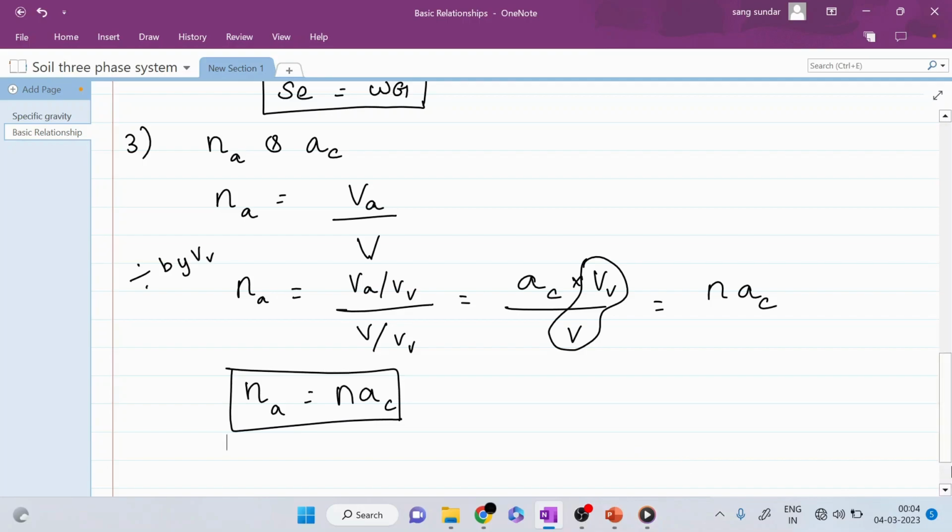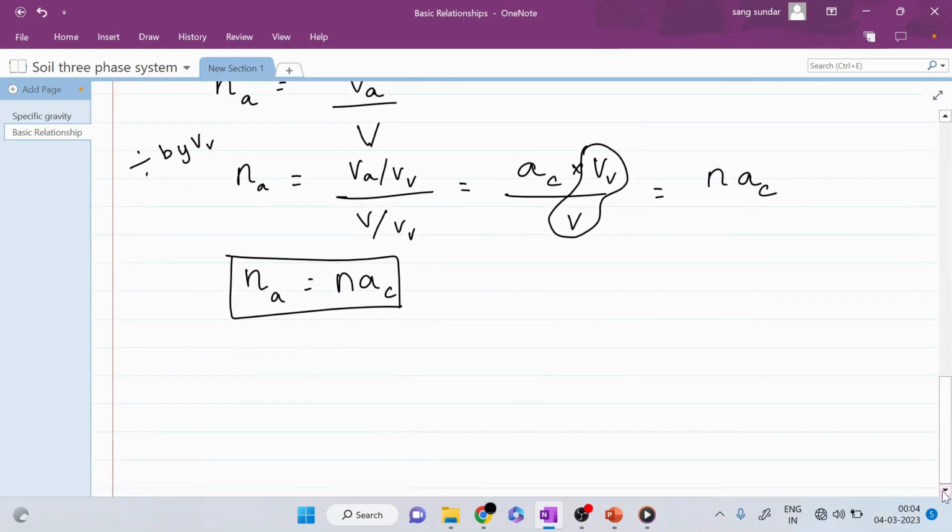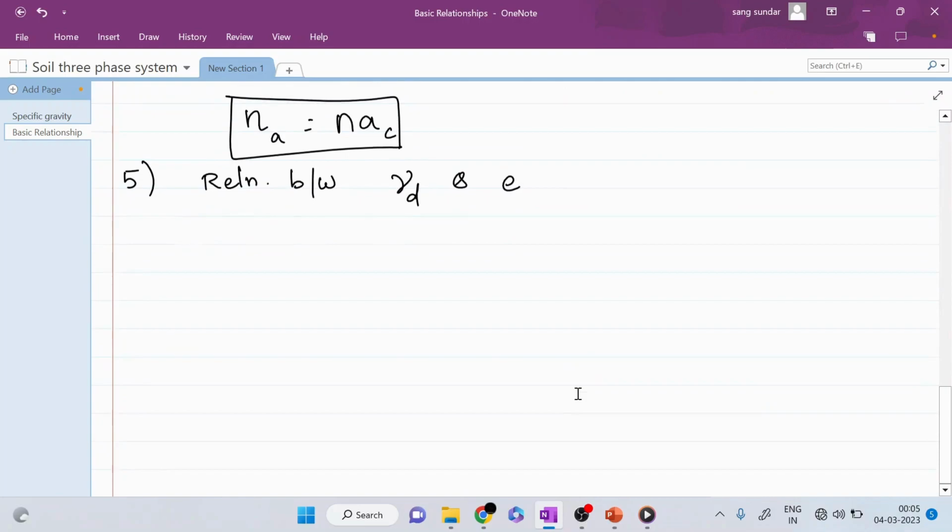Let's move on to the next relationship, which is the relation between dry density of soil and void ratio. I can even claim specific gravity also. Let us learn what dry density is. Dry density represents weight of dry soil mass divided by total volume. Also, I can write weight of dry soil as weight of solids divided by total volume.